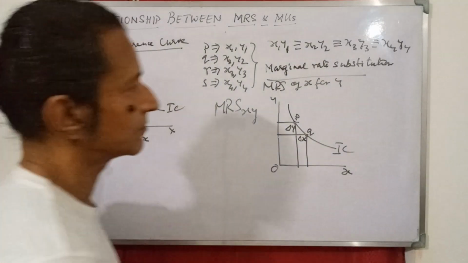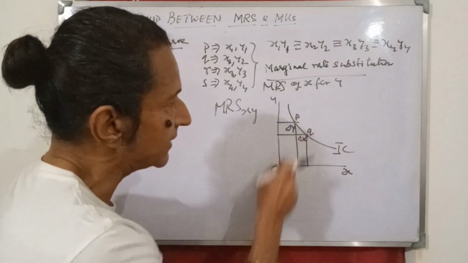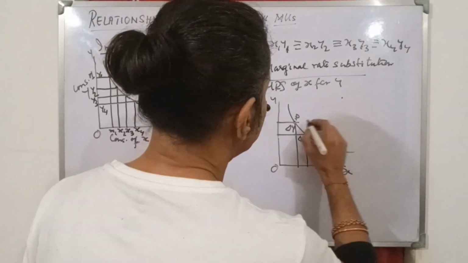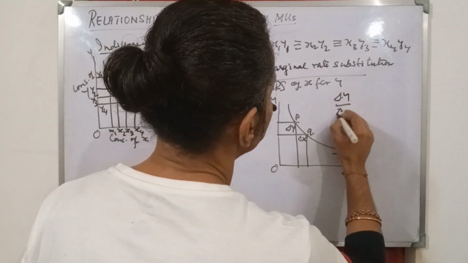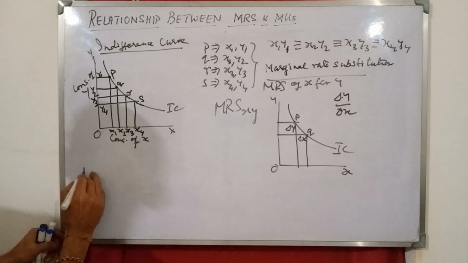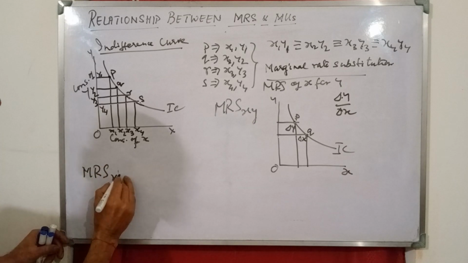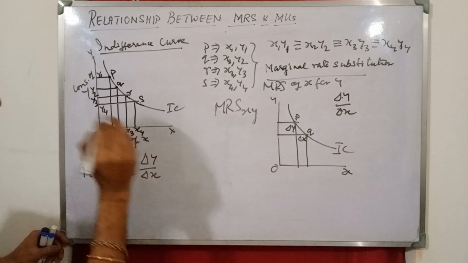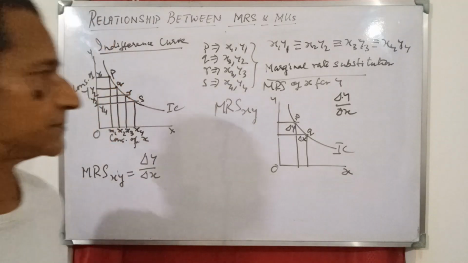That means delta Y is sacrificed by the consumer to gain delta X of commodity X. So this is the rate. The rate of substitution at point P is then delta Y by delta X. Right? So MRS of X for Y is equal to delta Y by delta X at point P.